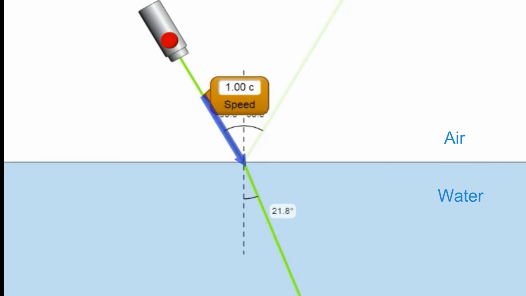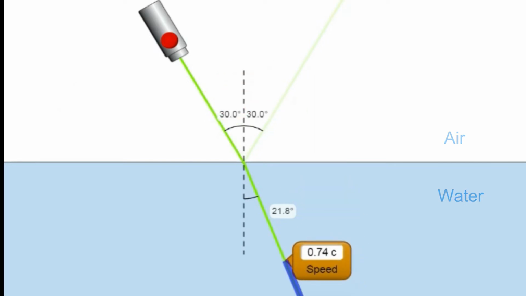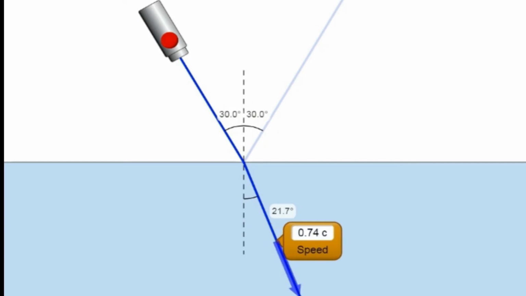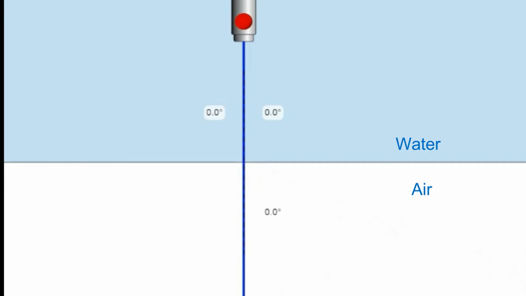Now I have taken another color. What is the angle of refraction? 21.8. And what is the speed of light? 0.74c. Now look at this blue color. The angle of refraction has changed to 21.7, but the speed is the same. Clear, sir? So the speed is not changing, but the angle of refraction is changing. That's why I said the refractive index depends on the color, that is, the wavelength of the light.